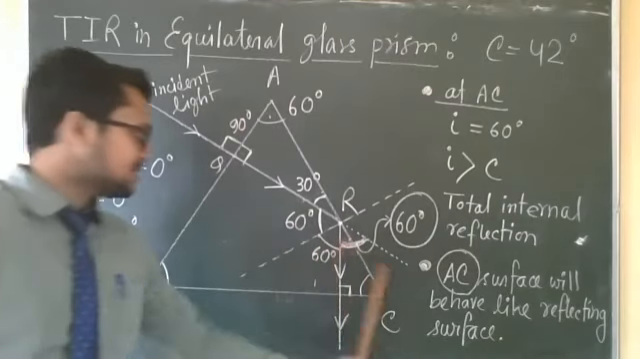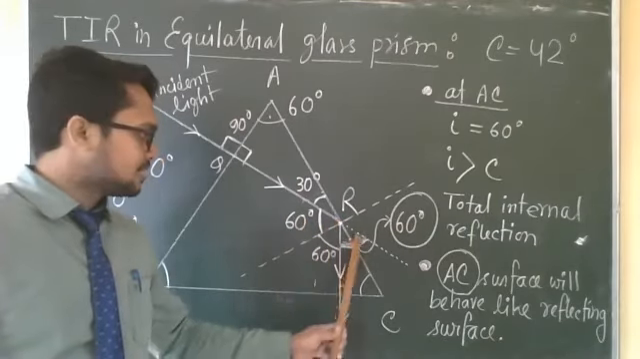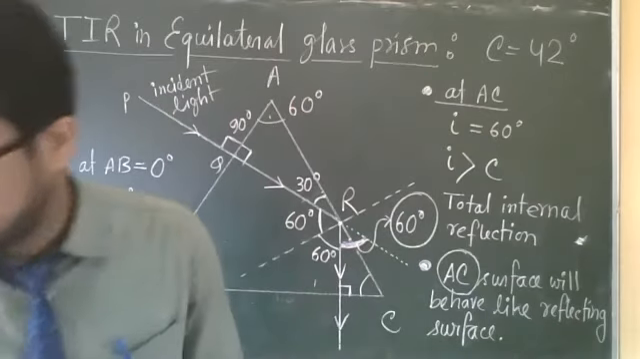Total angle is 180, a straight line. Then 60 plus 60 is 120. What about the rest? 180 minus 120, that is 60 degrees. Clear? So these are the different types of questions you can get.